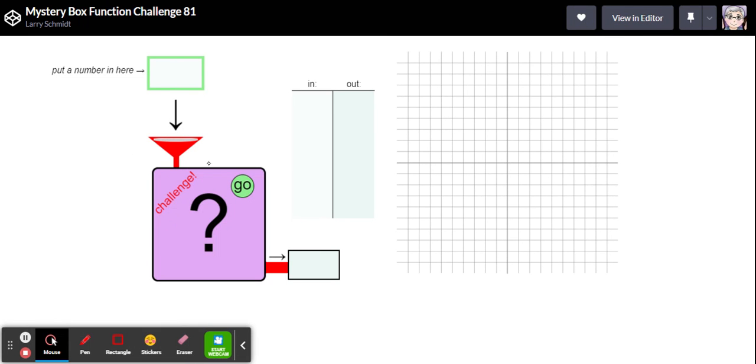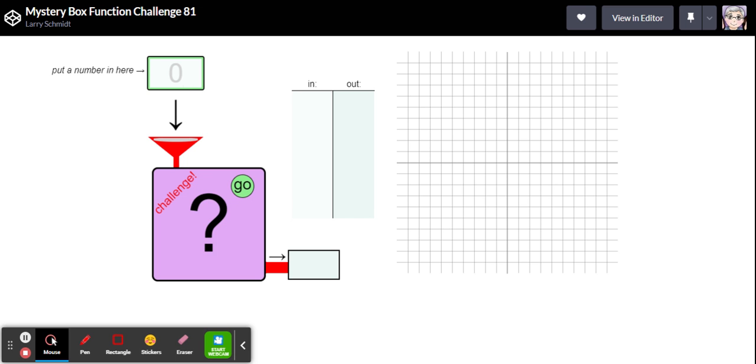Today is a Friday, so it's an extra challenging challenge. In this mystery box, there's some challenging math and you get to try to figure it out. Pause the video, click the link in the description, put in as many numbers as you like at the top, see how they come out transformed at the bottom. And when you've got an idea about what's inside the mystery box, come on back and see if I get what you get. All right, let's begin here.